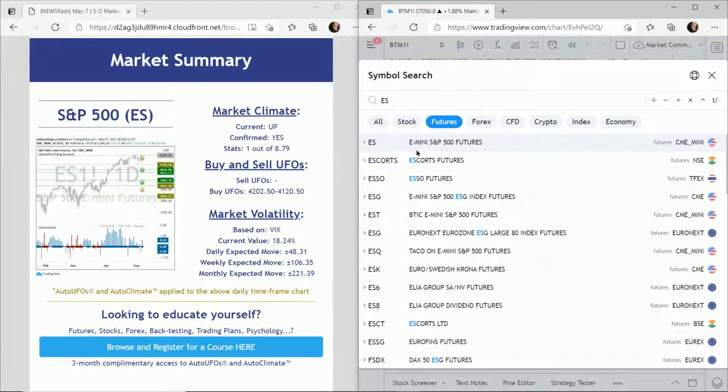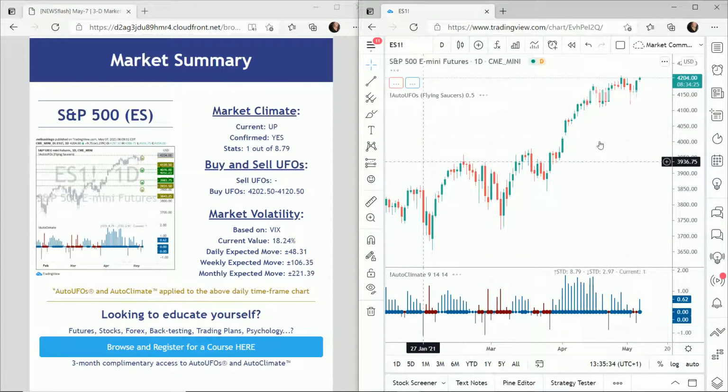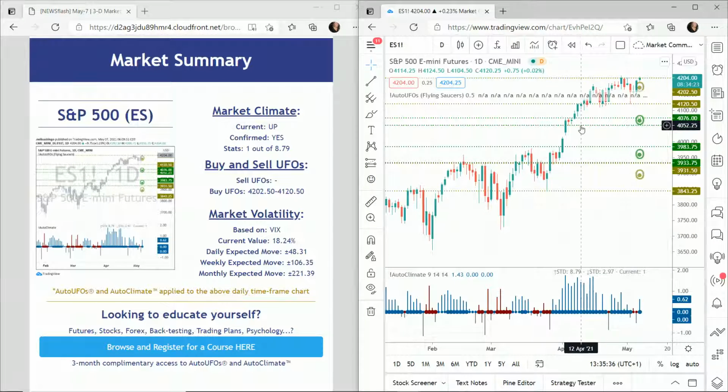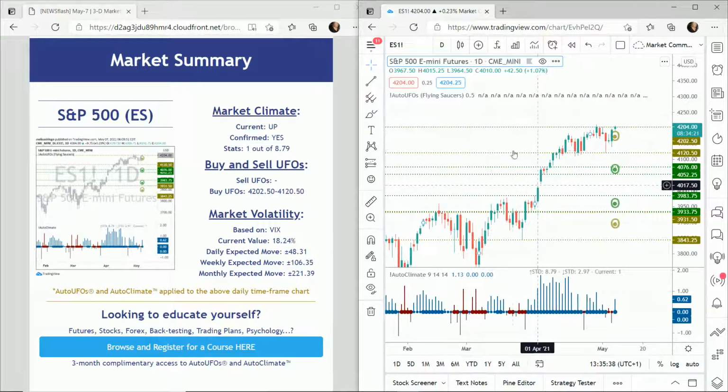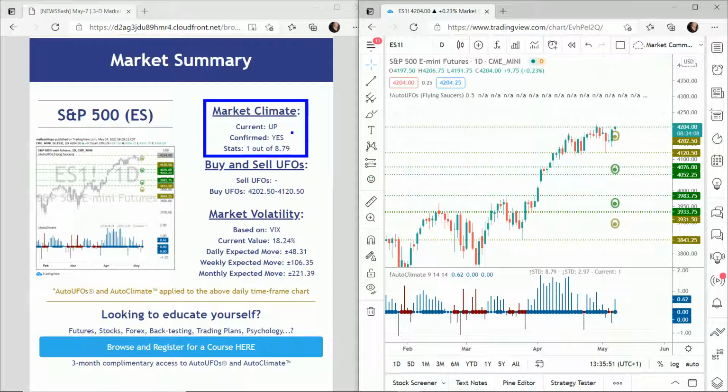Now we are looking at futures contracts of these markets, which means we're actually looking at the ES. So the S&P 500 is the top 500 US stocks, and we're looking at the futures contract for it. If you don't understand that, just understand that we are looking at a representation of US stocks. So with this, we have a confirmed upwards climate, probability there to the upside. We see that because we have a thick blue dot. Auto climate is telling us, hey, probability there to the upside.